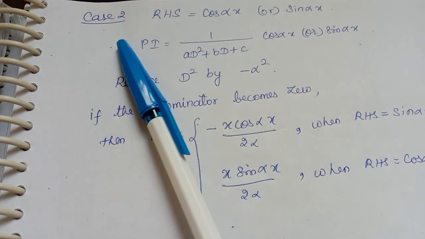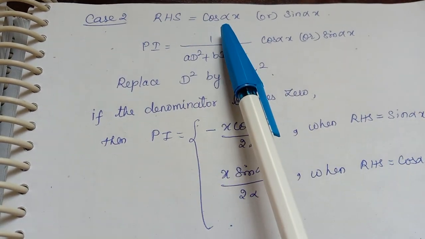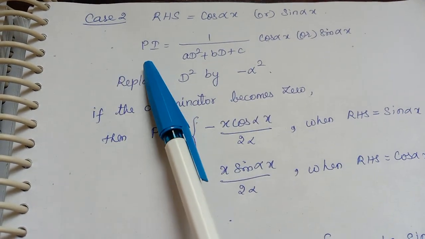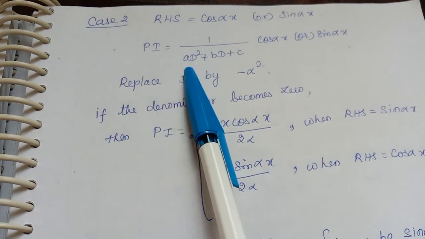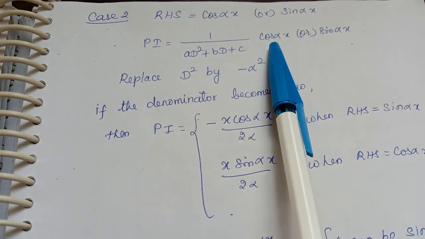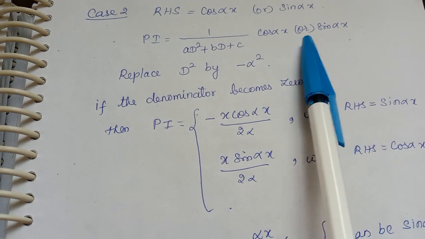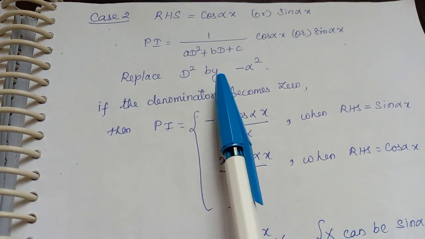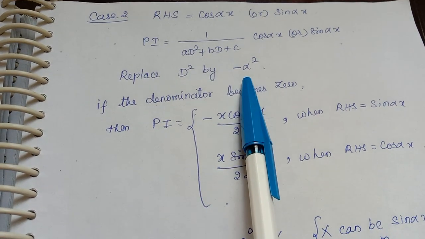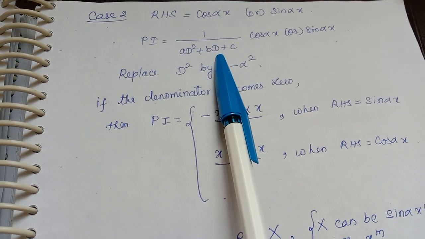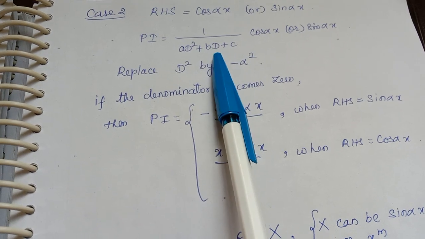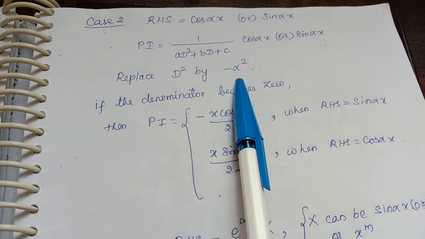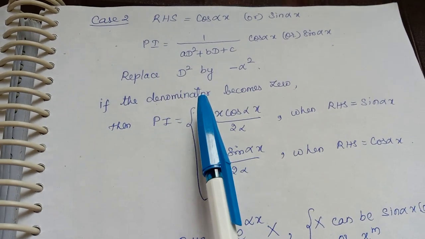So this is the second case, when the right hand side is of the form either cos alpha x or sin alpha x. So how do we write the particular integral? 1 by a d square plus bd plus c into the function, whether it may be cos alpha x or sin alpha x. Here the replacement is d square has to be replaced by minus alpha square. There is no substitution for d. You have to keep d as it is. Only d square has to be replaced by minus alpha square, and after that we have to do some calculations.